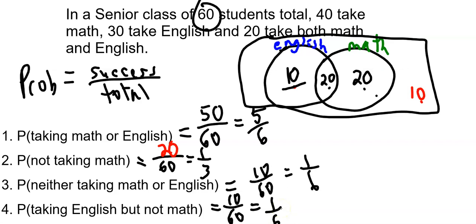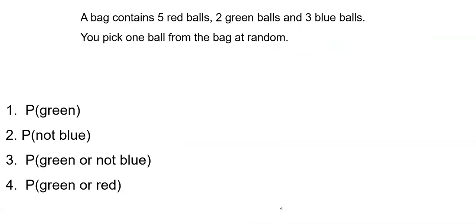You really have to take a step back and think about some of these. I think it helps to draw out a Venn diagram when there's overlapping information. Sometimes the problem is a little bit more straightforward, like this one is. So let's try this one.